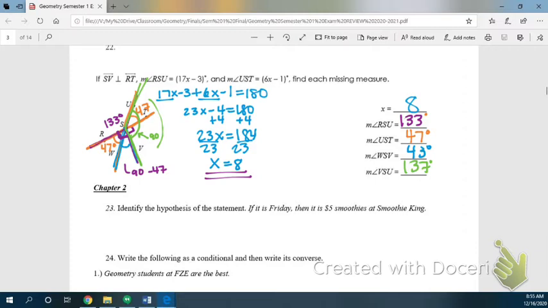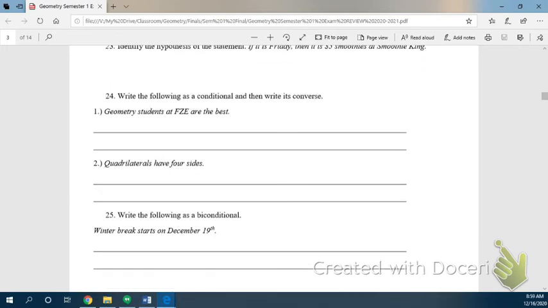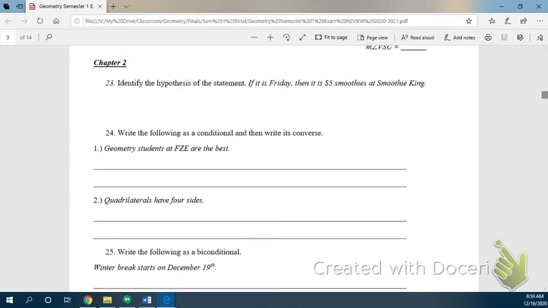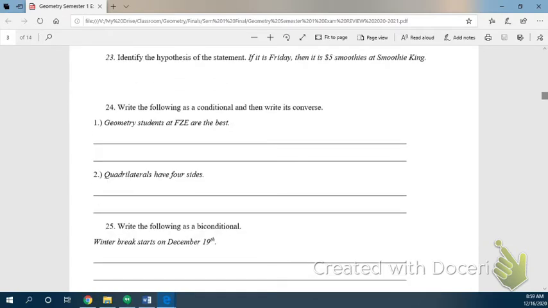All right, moving on to chapter 2. Chapter 2 is like all of those if-then statements. So looking at 23, it says identify the hypothesis of the statement. If it is Friday, then it is $5 smoothies at Smoothie King. Ooh, I love the smoothies at Smoothie King. If it is Friday, the if part is your hypothesis. The then part is your conclusion. So they asked us to identify the hypothesis. The hypothesis would be it is Friday.